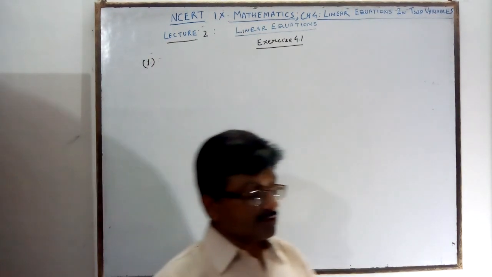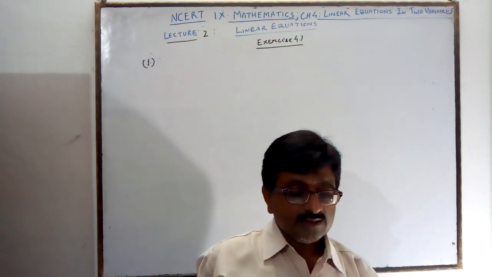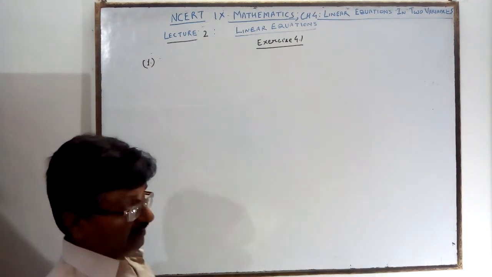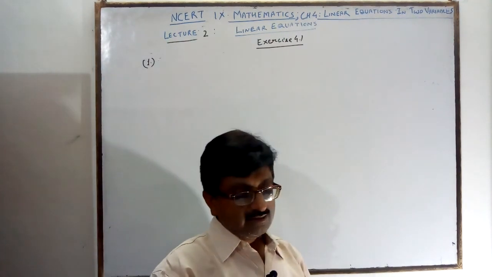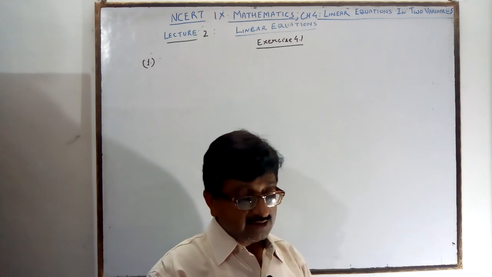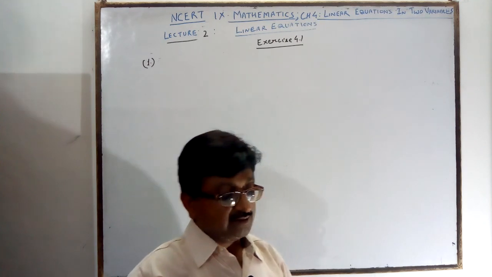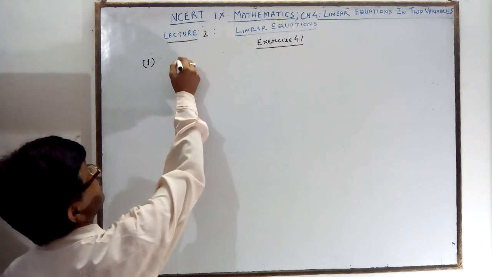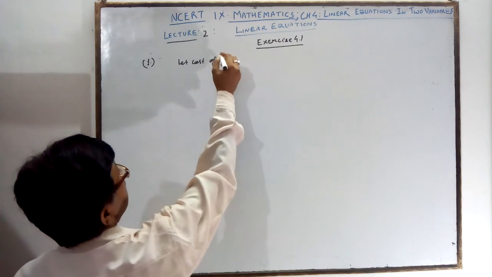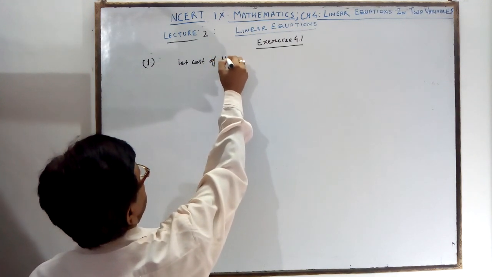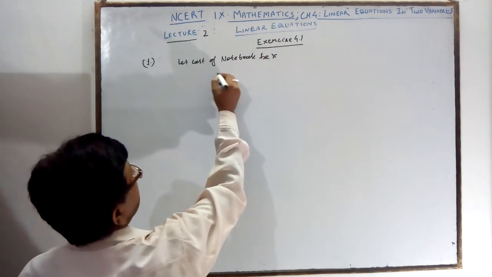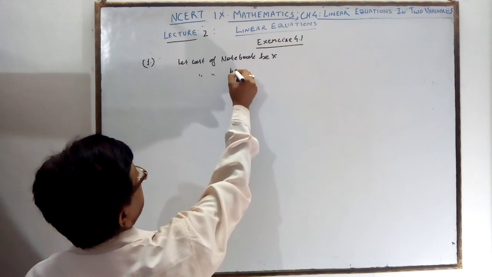First question: the cost of a notebook is twice the cost of a pen. Write the linear equation in two variables to represent this statement. Let the cost of the notebook be x and the cost of the pen be y.